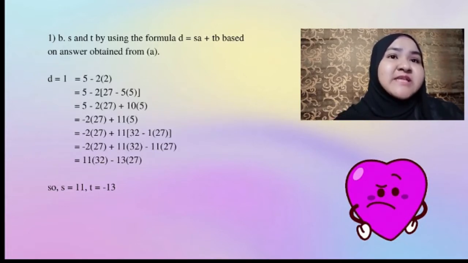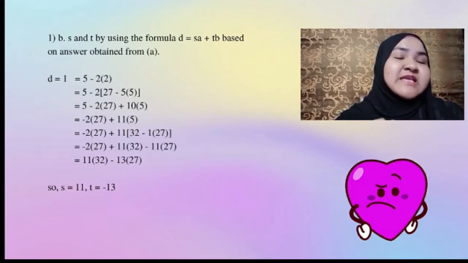Repeat the same process as before. Replace the value of 5 in bracket with 32 minus 1 times 27. Solve it: negative 2 times 27 plus 11 times 32 minus 11 times 27, and we get the final result of S and T, which is 11 times 32 minus 13 times 27. So the value of S is 11 and the value of T is negative 13.